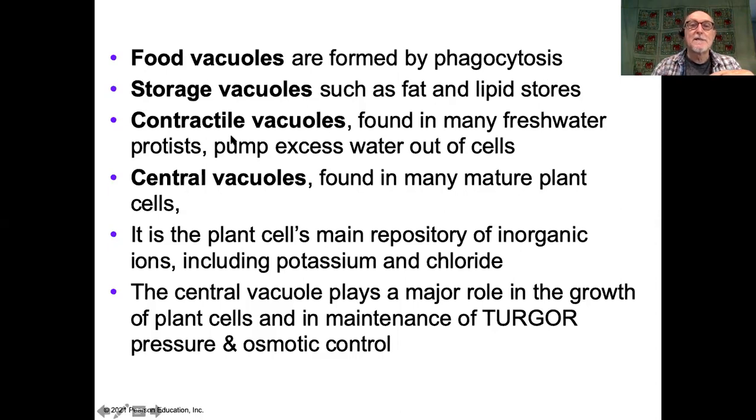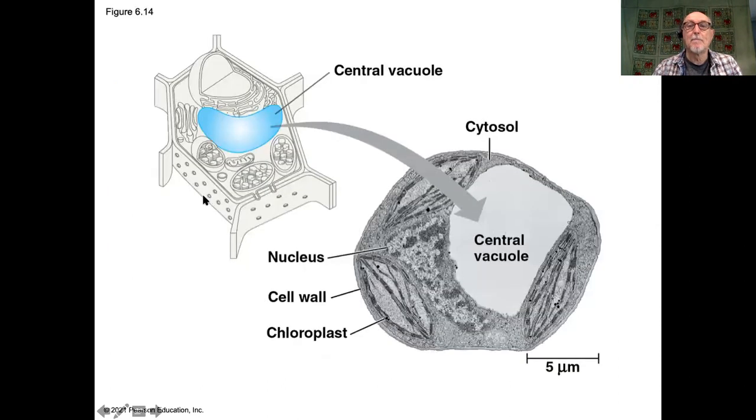Those organisms use this system. It is called a contractile vacuole. It is a pump. It pulls water out of the cytoplasm and pumps it to the outside. Pulls water in, pumps it out, continuously. And remember these: food vacuole, storage vacuoles, contractile vacuole, and the central vacuole. Be sure you understand the differences between them.